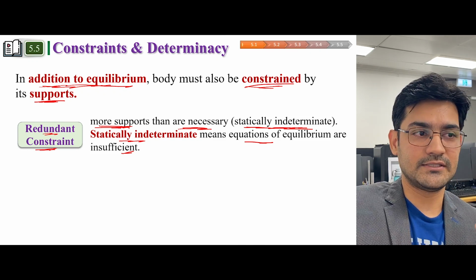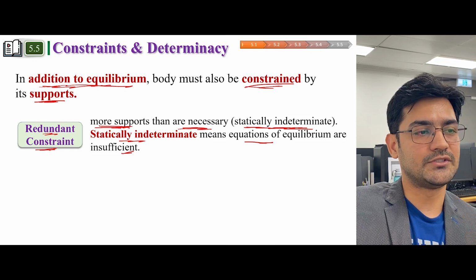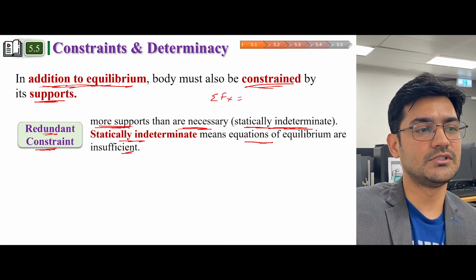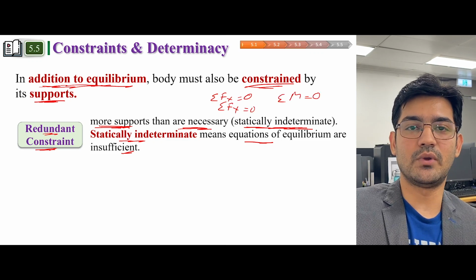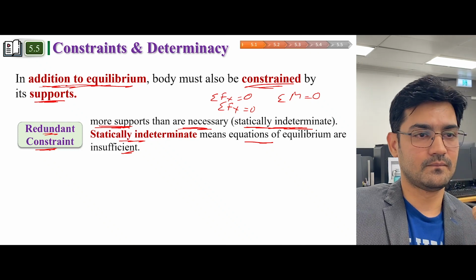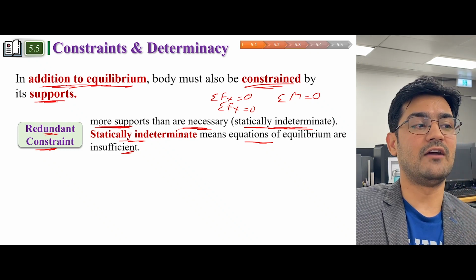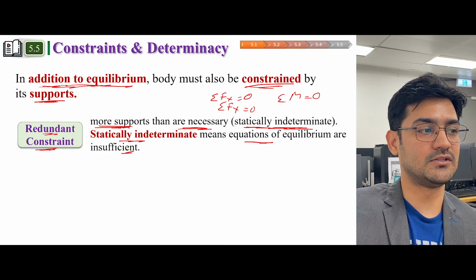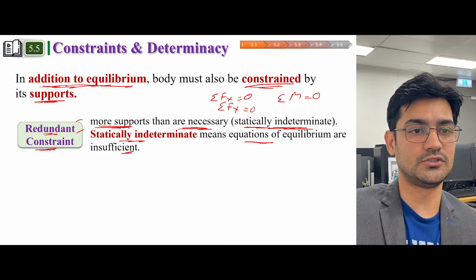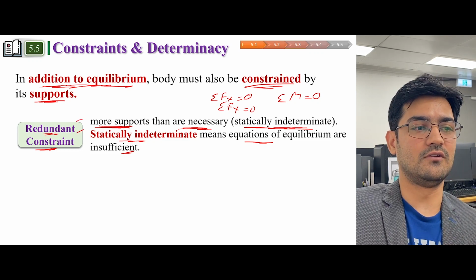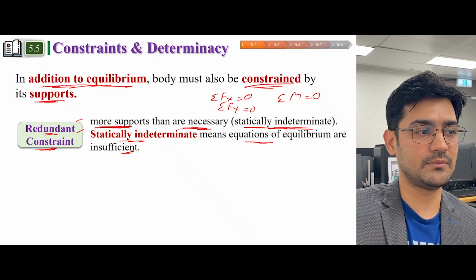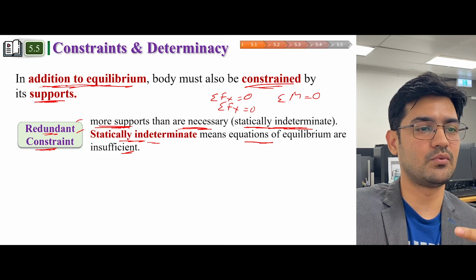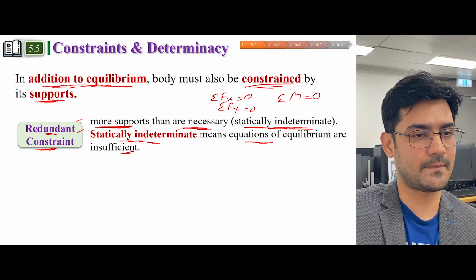So for example, we have three equations, right? We have summation of Fx equal to 0, summation of Fy equal to 0, and summation of moment equal to 0. So basically with these equations you can only solve three unknowns. If you have more unknowns, for example in the case of redundant constraints, we have more supports, so we have more unknowns, so we cannot solve this by using the statically determinate method. That's what it means. Statically indeterminate means equations of equilibrium are insufficient.